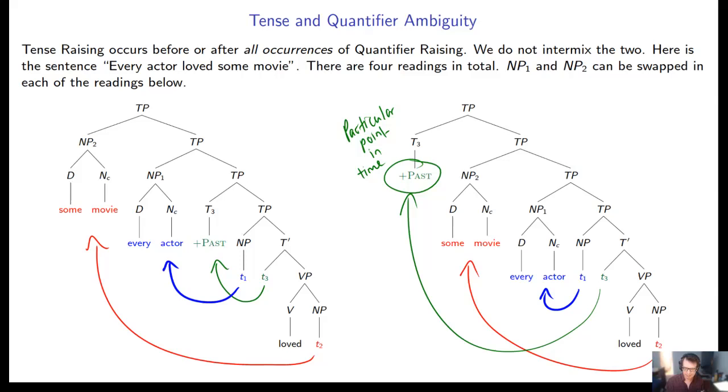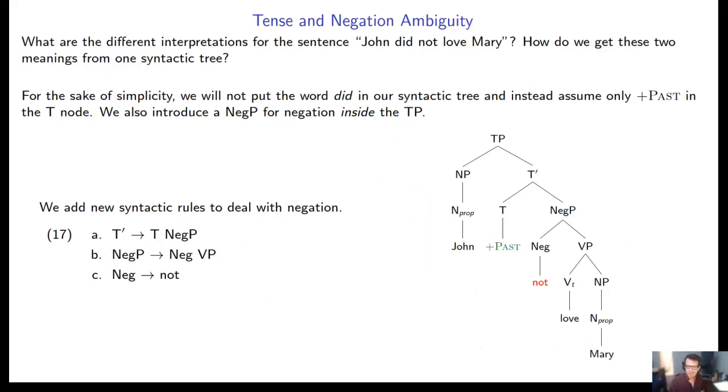We can throw in some negation in here too, and find some negation ambiguity. So what about the sentence, John did not love Mary? This is a sentence that has 2 readings as well, or 2 interpretations. This one I think is a little bit harder to get at than the 2 interpretations for the past. At least in my mind, this might vary from person to person, but I struggle a little bit with this one. So what are the 2 interpretations for this sentence?